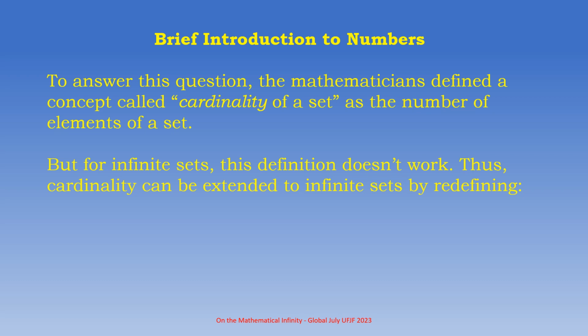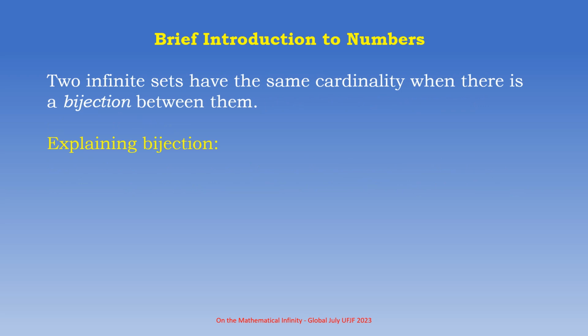This definition doesn't work because of infinite sets. How many elements do the natural numbers have? Infinite, and infinite is not a number, right? Thus, cardinality can be extended to infinite sets by the following redefinition. Two infinite sets have the same cardinality when there is a bijection between them.